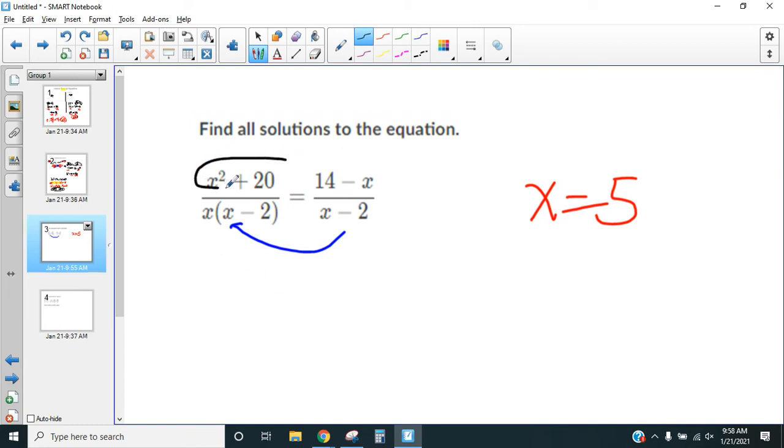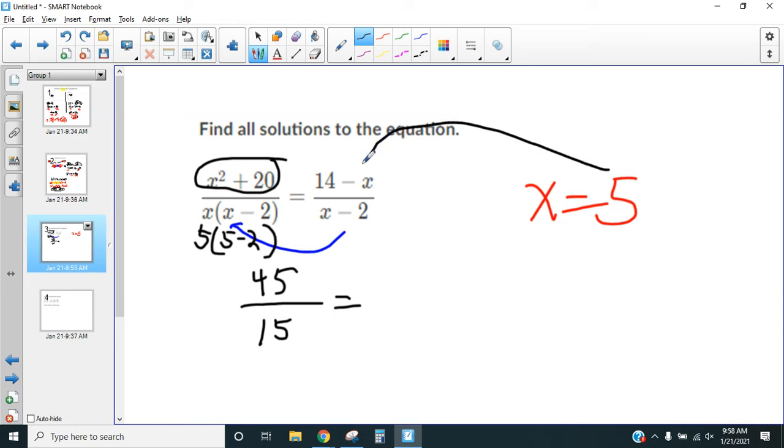On the top here, I've got 5 squared. What's 5 squared? 25 plus 20, 45. On the bottom, I've got 5 times 5 minus 2. Okay, so the parentheses makes that 3. 3 times 5 is 15. That's the left-hand side.